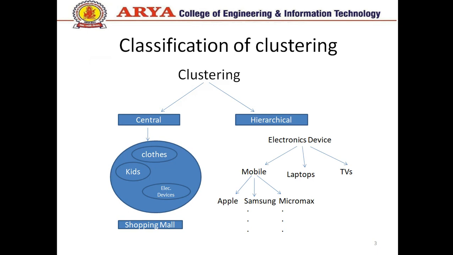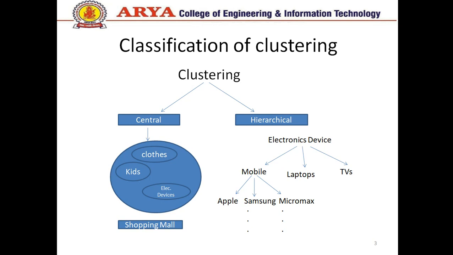Classification of clustering can be understood by categorizing it. There are two types of clustering: central clustering or hierarchical clustering. In central clustering we have many things inside a single place, and we are considering all the things. But when we move to hierarchical clustering, there is a hierarchy of electronic devices. It can be mobile, laptop, TVs, computers and so on.